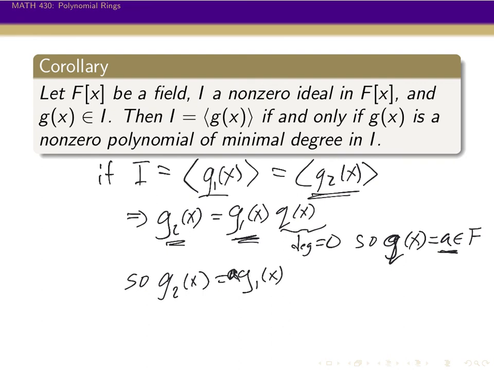Okay, so all of these minimal polynomials, in fact, there are going to be as many of them that generate the ideal as there are elements in F. So if F is an infinite field, that means there are infinitely many of them, but they're all really going to be multiples of each other by some constant in the ring.